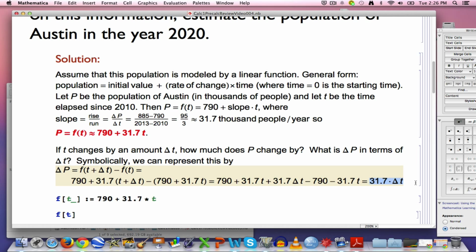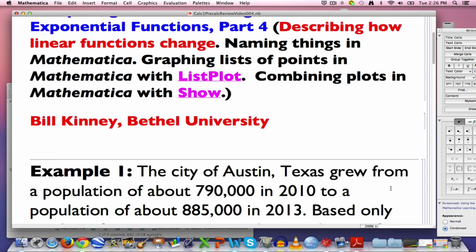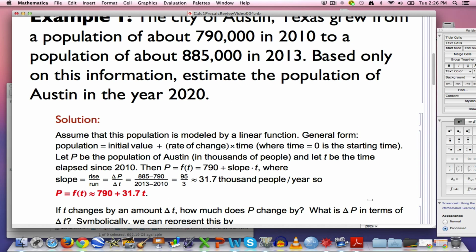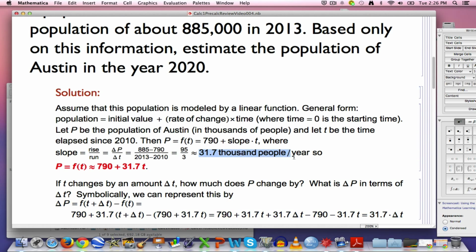It's a constant times delta t. 31.7 is the constant of proportionality. That is the slope of the graph. It's the rate of change. It's 31.7 thousand people per year.